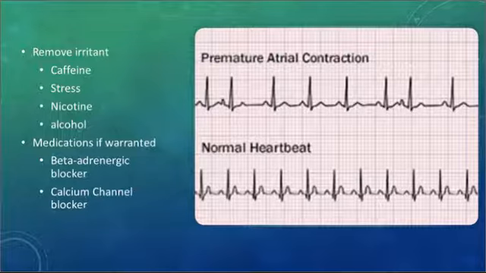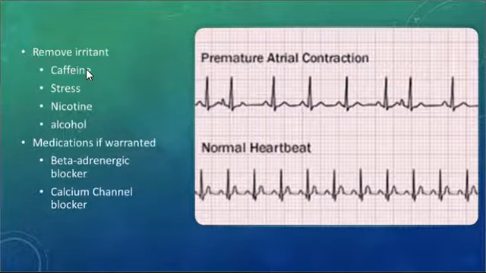PAC is a premature atrial contraction. You can see that your P wave looks a little different than that P wave. That P wave there, those all look the same. That P wave looks like that one. If you plot it out, this one comes a little early and this one comes a little early. So you have your normal sinus rhythm, just occasionally you have an atrial contraction that comes a little early.